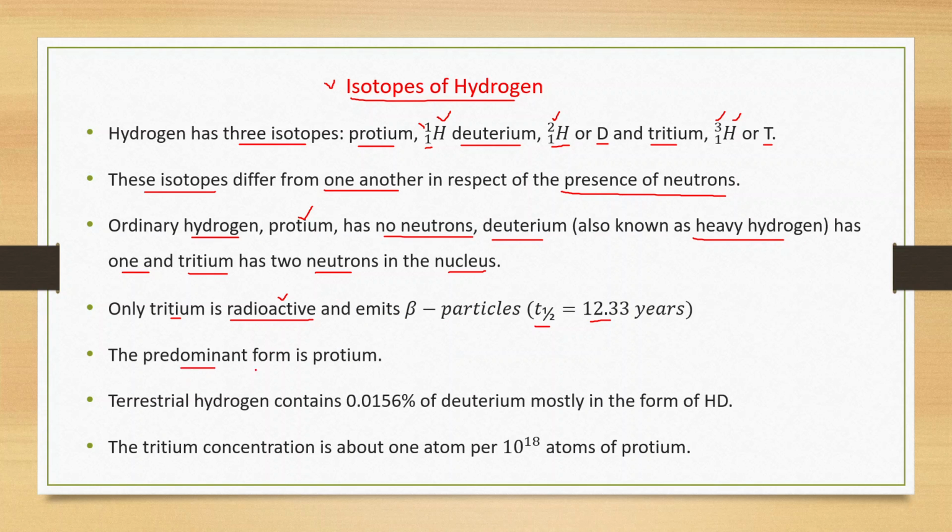The predominant form is protium. Terrestrial hydrogen contains 0.0156% of deuterium, mostly in the form of HD. The tritium concentration is about 1 atom per 10^18 atoms of protium.